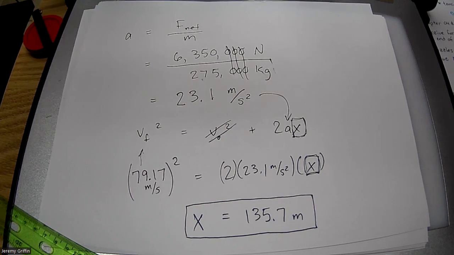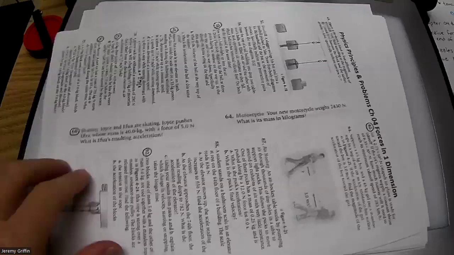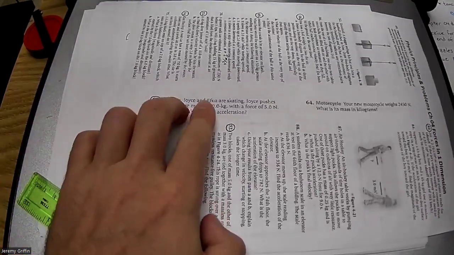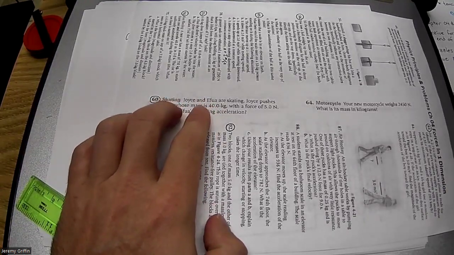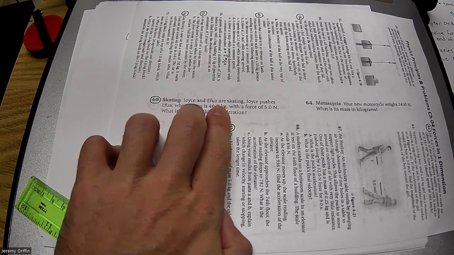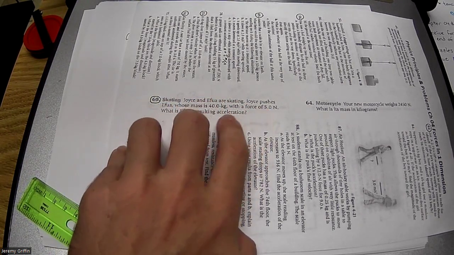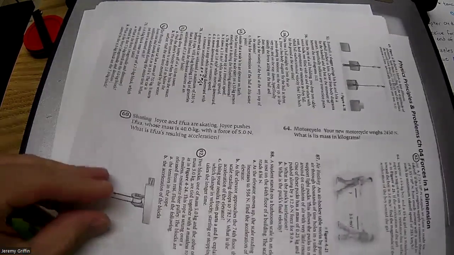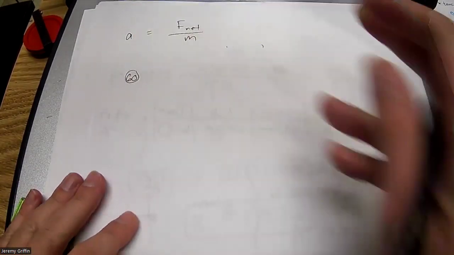All right. You guys ready for one more today? One more. So number 60. You guys see the sneaky one right in the middle? Skating. We got Joyce and Efwa skating. Joyce pushes Efwa. Efwa has mass 40 kilograms. The push force is 5 newtons. What is Efwa's resulting acceleration? Of course, there's the question at face value, but I've got all my own side mini questions. So number 60, it's skating time.